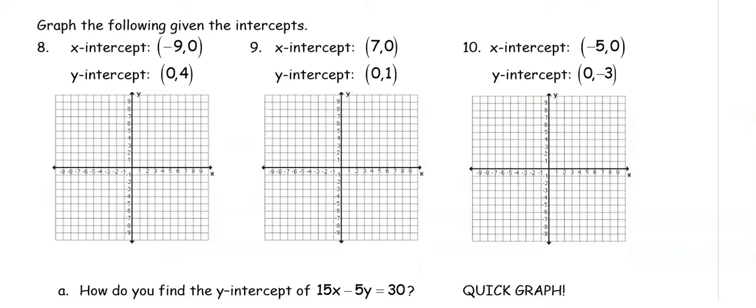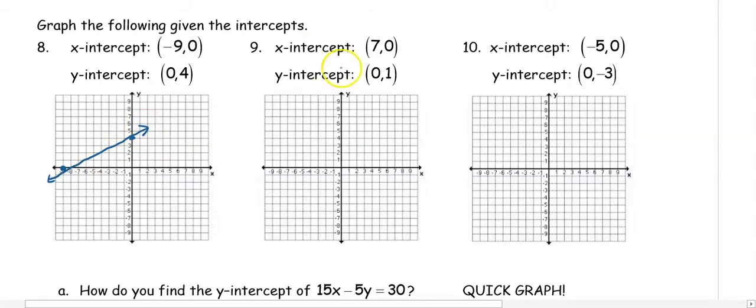So now let's switch and we're going to graph them when they give us the intercepts. So the x-intercept is going to go on the horizontal axis and the y-intercept is going to go on the vertical axis. So the x-intercept is at negative 9, 0. The y-intercept is at 0, 4. And then we can connect our points to make our line. Make sure we have arrows on the ends of our lines.